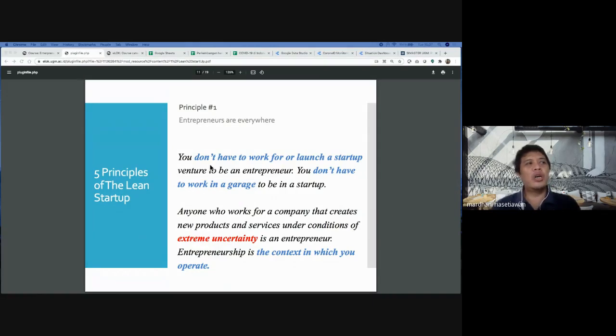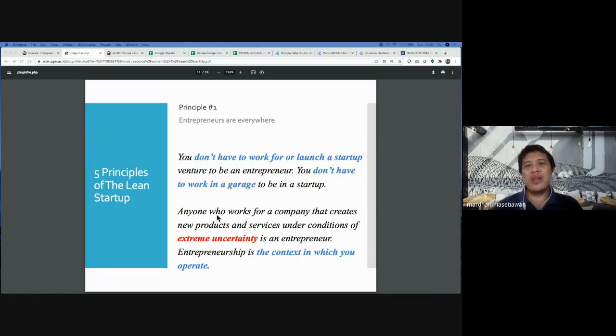Entrepreneurs are everywhere. You don't have to work for or launch a startup venture to be an entrepreneur. You don't have to work in a garage to be a startup, because actually you are already an entrepreneur. Even if you are not a student, even I'm a lecturer, we are lifelong entrepreneurs. We can state it when you want to start your journey and startup. For example, after this you have an idea, okay sir, I will open my account in Tokopedia, and then I will offer services to make papers, for example, and make some promotion in Tokopedia. That will be your journey in entrepreneurship.